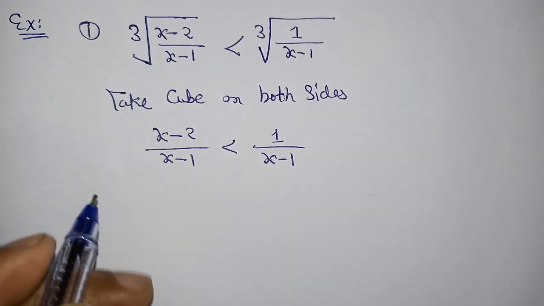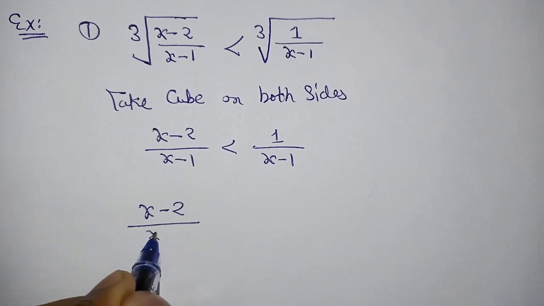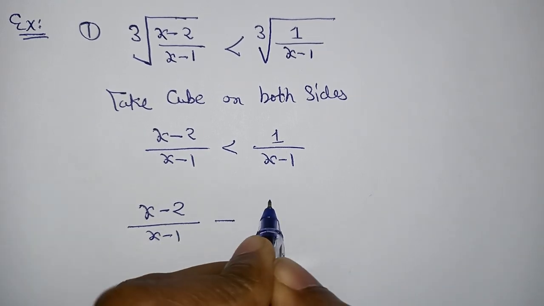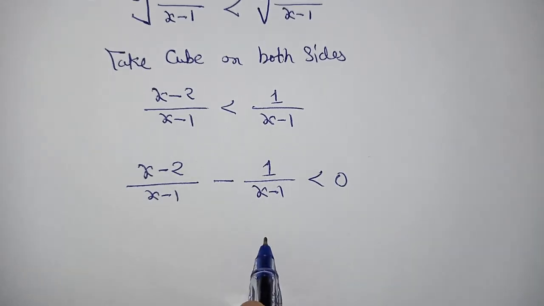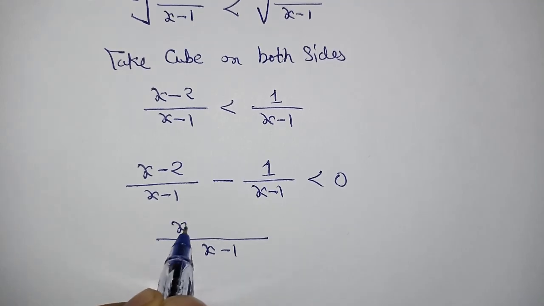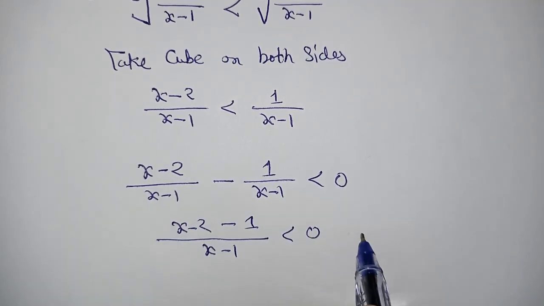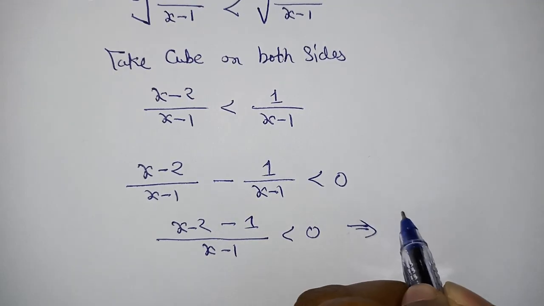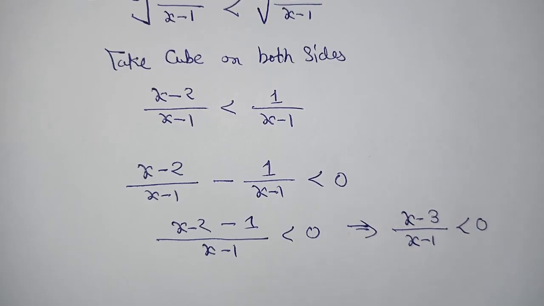So the next step will be x minus 2 divided by x minus 1 minus 1 upon x minus 1 is less than 0. And now we can take LCM. So LCM will be x minus 1 and here will be x minus 2 minus 1, which is less than 0. That gives the value x minus 3 divided by x minus 1 is less than 0.